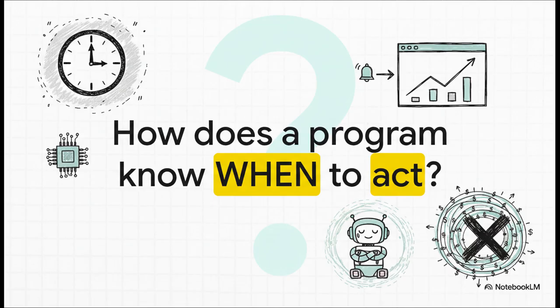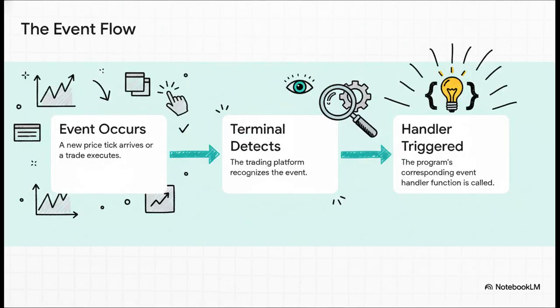Instead, it's much smarter. It just sits there quietly and waits for the trading platform to tell it that something important just happened. The way it works is super elegant. First, some event happens, like a new price tick comes in or an order gets filled. Second, the terminal sees this event. Third, the terminal looks inside your code for the specific function designed to handle that exact event, and it runs it. So your program isn't constantly asking, is anything new yet? It just waits to be told what's new.